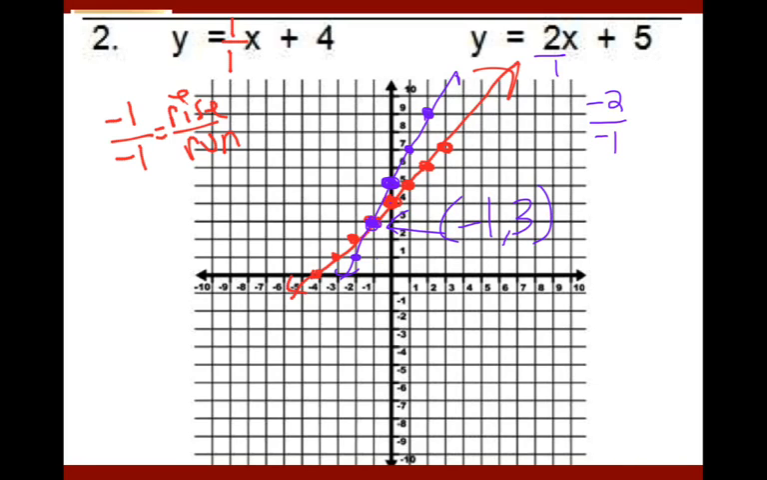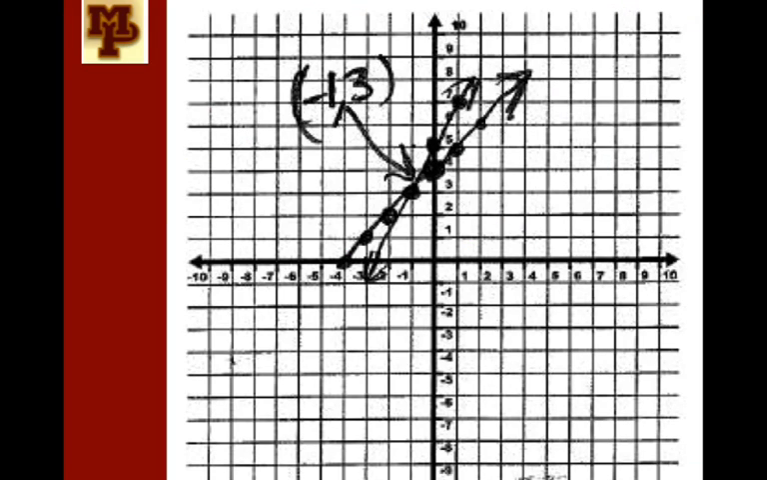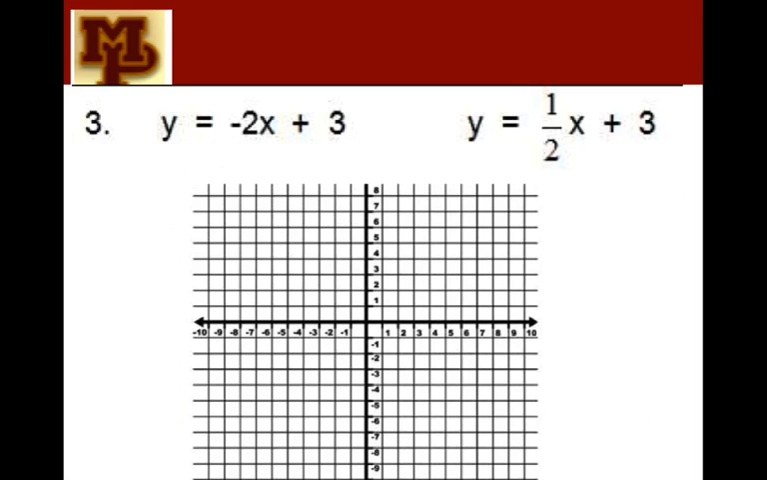And we should always check it to make sure when we plug it in. We plug in a negative 1 right there for the x. Negative 1 plus 4 is 3, so that works. And then 2 times negative 1 is negative 2. Negative 2 plus 5 is 3, so that works as well. Let's look at just one more.